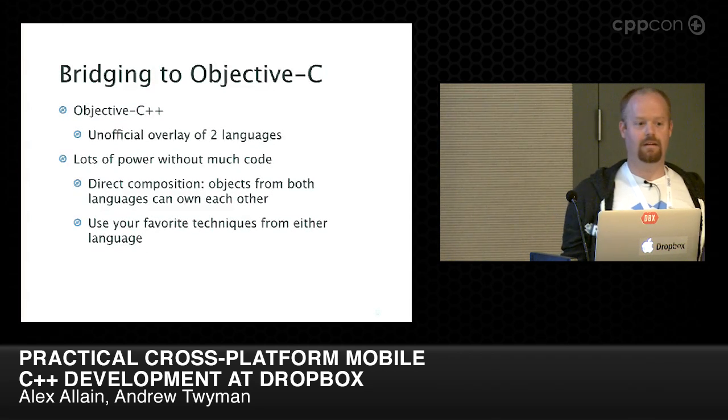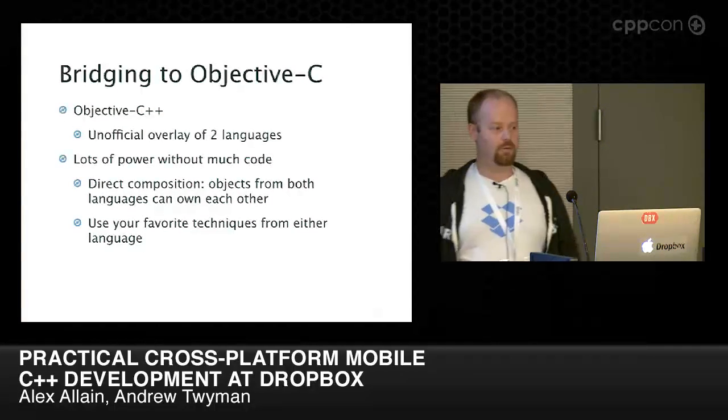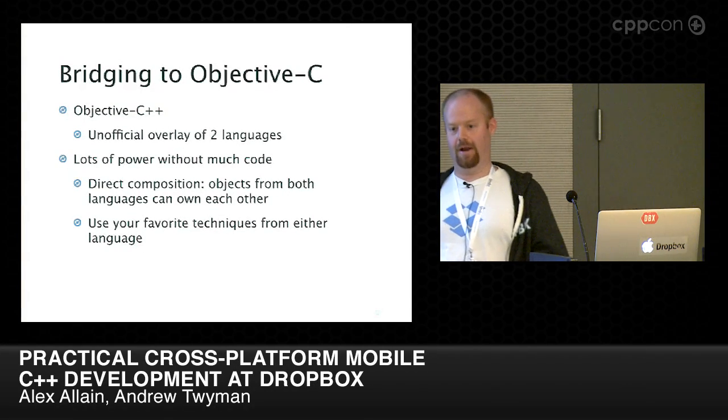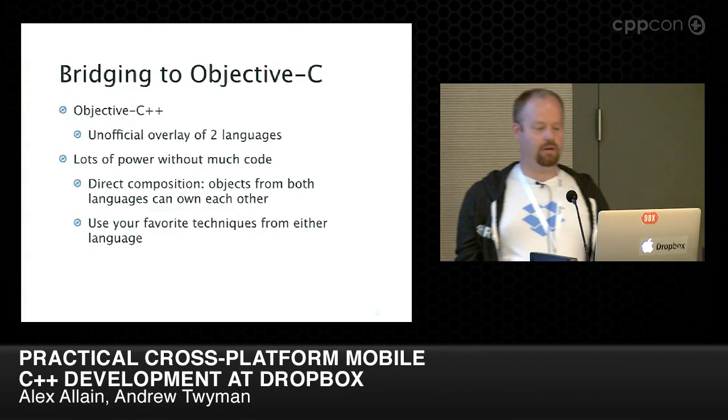Clang does it great, Apple does it great. Which is why we use it. We were really afraid of it at first, but then experimented with it and it turned out to work. So we love it. You can get a lot of power because you can directly compose things. Objects can own each other across the boundary. And you can use your favorite techniques from either language, whichever one is most suited to your problem.